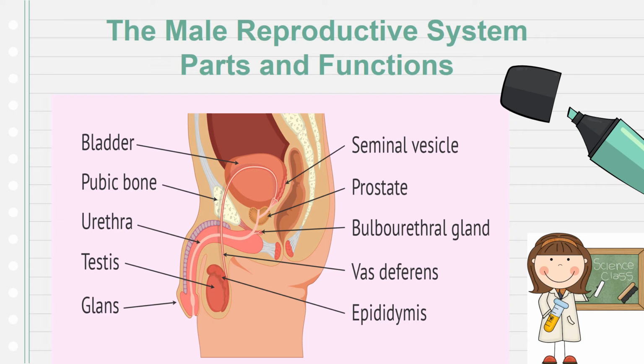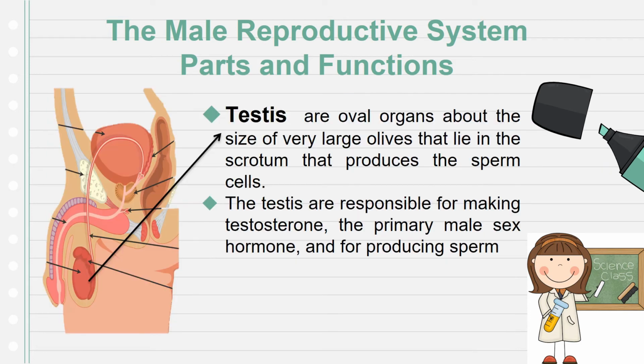Let's have a closer look at the male reproductive system, its parts and function. Let's start with the first part, the testes. Testes are oval organs about the size of very large olives that lie in the scrotum and produce the sperm cells. The testes are responsible for making testosterone, the primary male sex hormone, and for producing sperm.